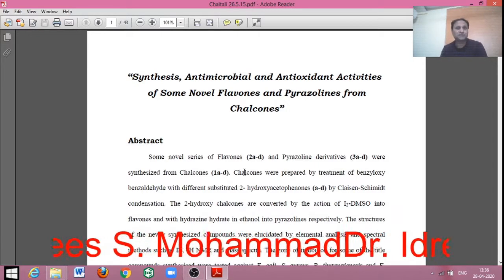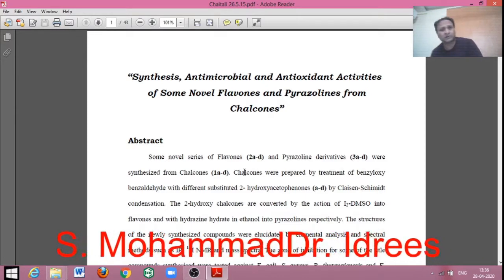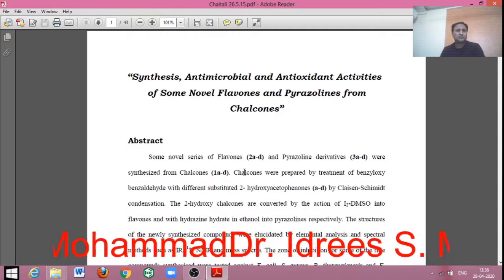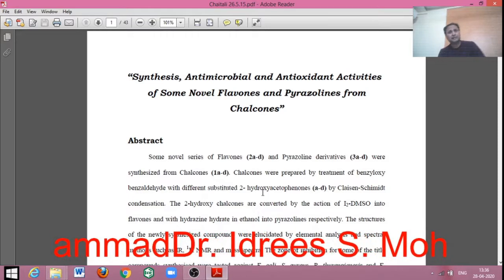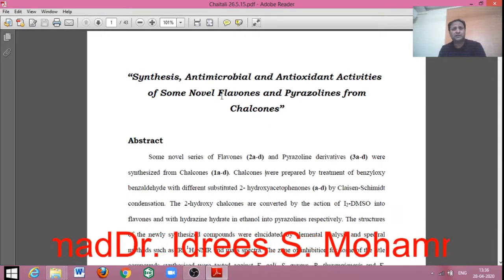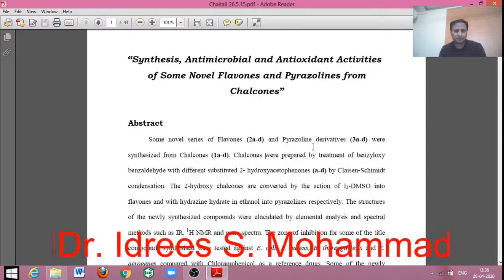In previous lectures, we have seen how to synthesize the chalcones. So I will not go into the synthesis of chalcones, as you are all aware of how to get it from benzoyl chloride and trihydroxybenzaldehyde. The main thing is how to get flavonoids and pyrazolines. These two are heterocyclic compounds.